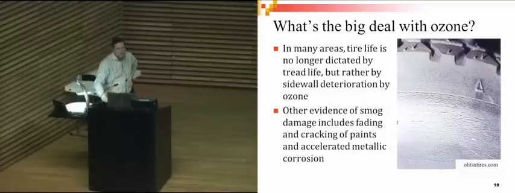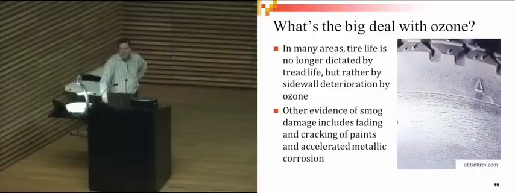Well, tire life. I mean, all of us drive vehicles, but tires break down these days not so much due to typical tread wear, but also by sidewalls deteriorating due to the presence of ozone. Again, ozone is an oxidant, so it's going to break down rubber and it'll have an impact on your tires. So other evidence of smog damage include fading and cracking of paints and some accelerated metal corrosion.